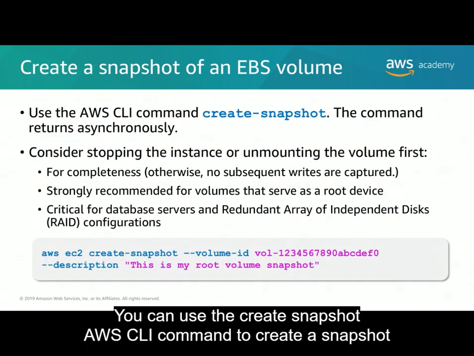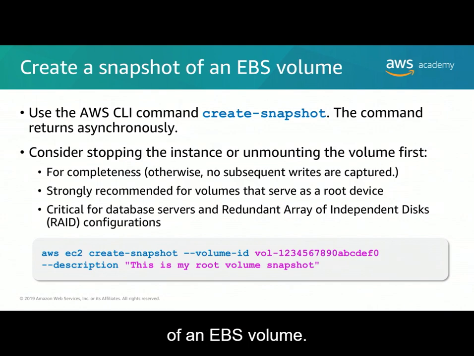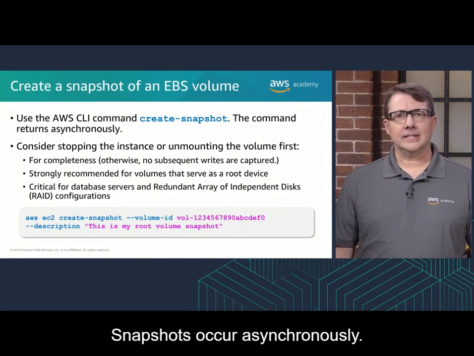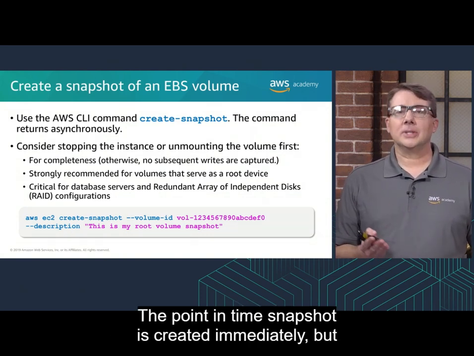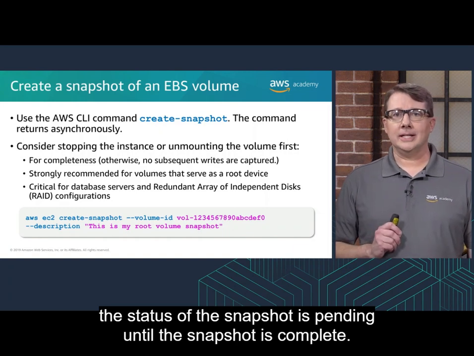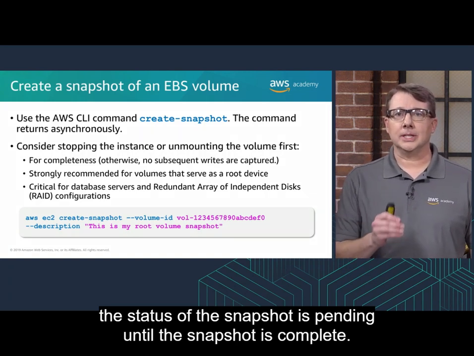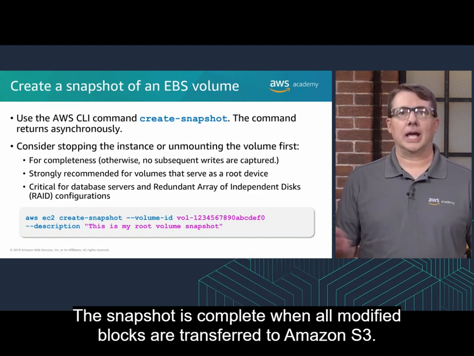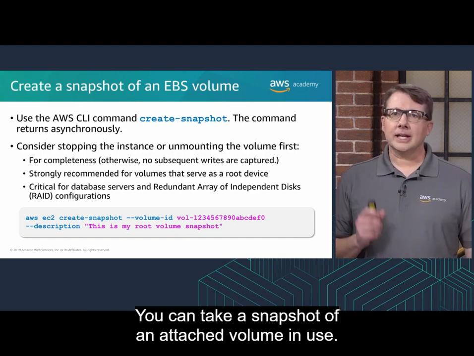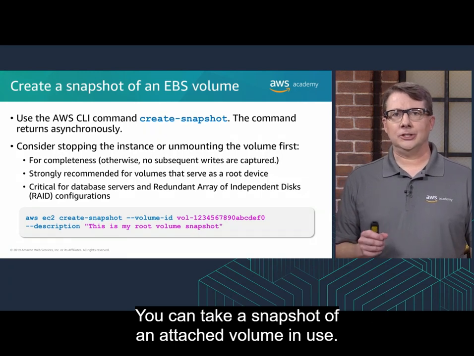You can use the Create Snapshot AWS CLI command to create a snapshot of an EBS volume. Snapshots occur asynchronously. The point-in-time snapshot is created immediately, but the status of the snapshot is pending until the snapshot is complete. The snapshot is complete when all modified blocks are transferred to Amazon S3. You can take a snapshot of an attached volume in use.